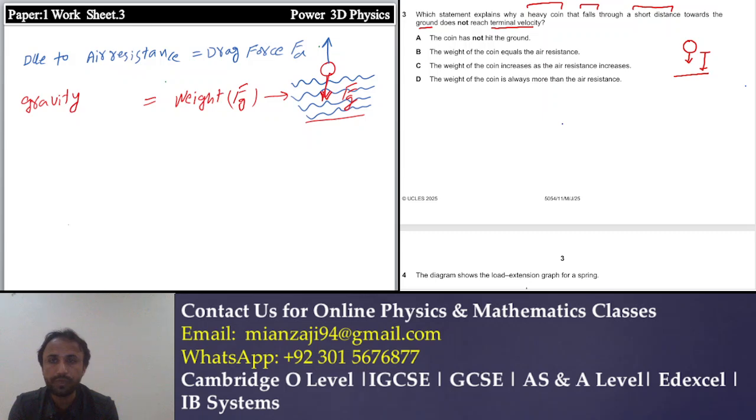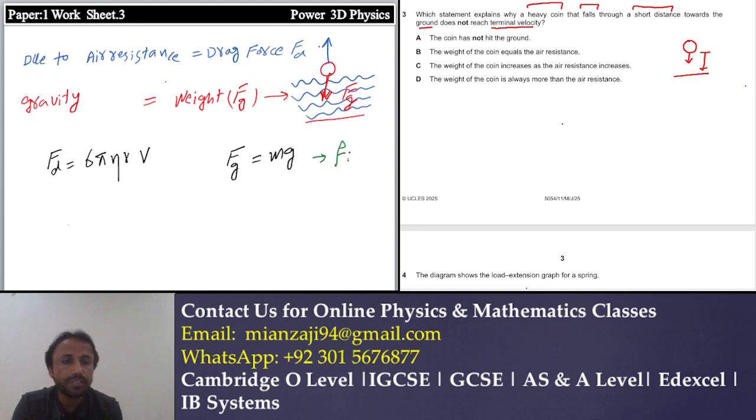Let me show you what is going on here. First of all, this is the drag force. Drag force is equal to 6 pi eta r v, and weight is just m g. What is important in these two forces? This one is fixed throughout its journey. Weight is fixed near the ground. Near the ground, mass is fixed, g is fixed, so weight is fixed.